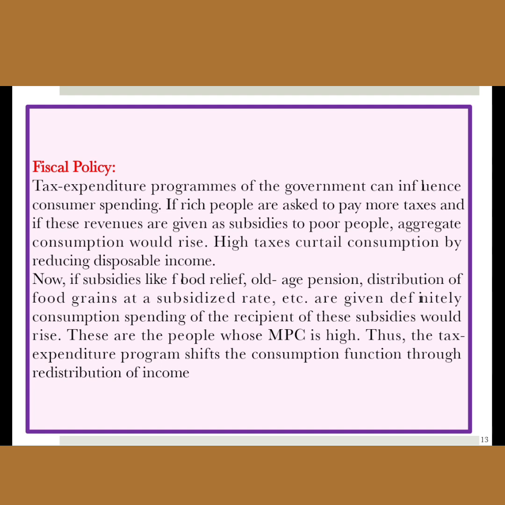Fiscal policy, what does it mean? Here we can talk about the tax and expenditure programs of the government. It can influence consumer spending. For example, if rich people are asked to pay more taxes, and if these revenues are given as subsidies to poor people, aggregate consumption would rise. So high taxes curtail consumption by reducing disposable income, if we can distribute these taxes with justice, and take into consideration the level of life of each part of society.